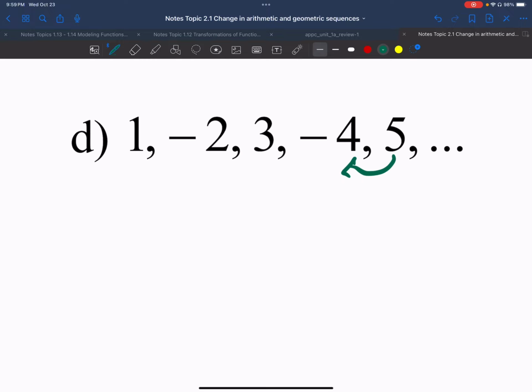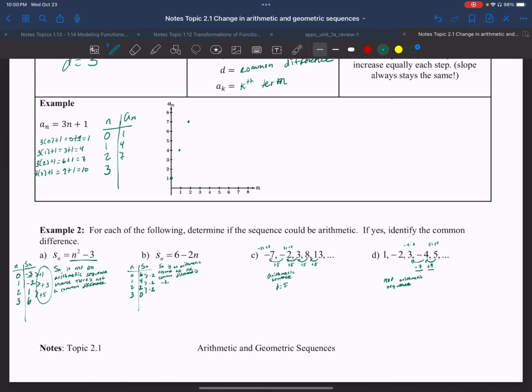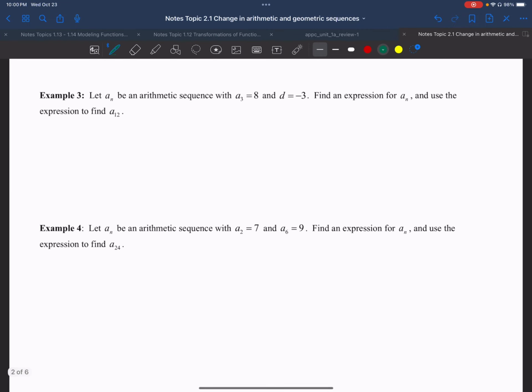For this one, I'm going to do the same thing. 5 minus negative 4, which is going to be plus 9. The other one is going to be negative 4 minus 3, which is negative 7. Since these two numbers are different, I know that this is not an arithmetic sequence, again, because there is no common difference. Common means the same. These are already different, so I don't have to continue to the next one.